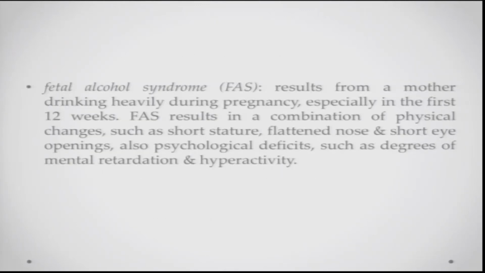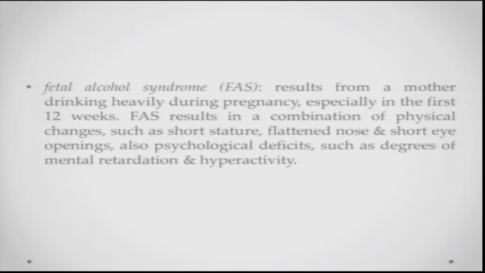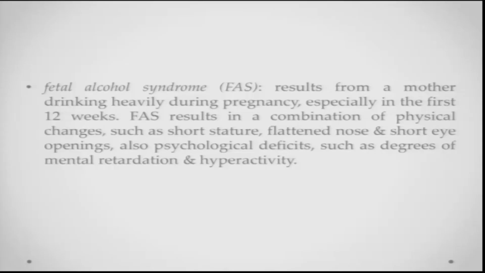One of the major diseases that people have identified is something called fetal alcohol syndrome. Fetal alcohol syndrome results from a mother drinking heavily during pregnancy, especially in the first 12 weeks. It results in a combination of physical changes, including shorter stature, flattened nose, and short eye openings. It also brings psychological deficits such as degrees of mental retardation, hyperactivity, etc. So fetal alcohol syndrome is a direct consequence of a mother drinking heavily during pregnancy, especially in the first few weeks, because that is the time when the fetus is most susceptible to drug influences and these kinds of things.